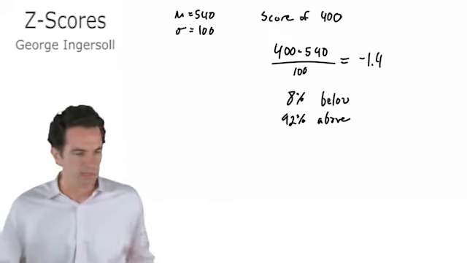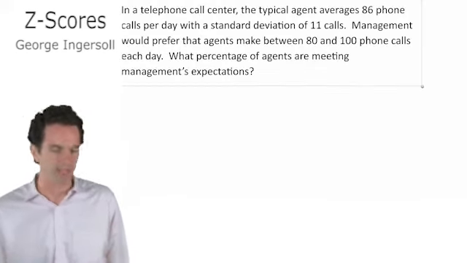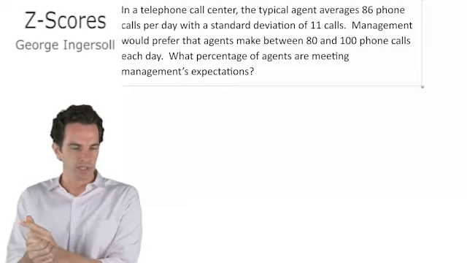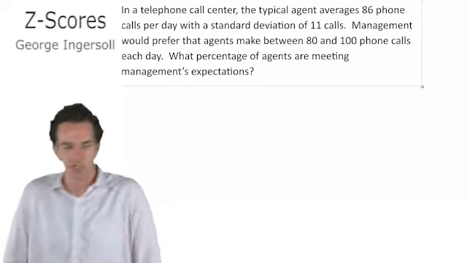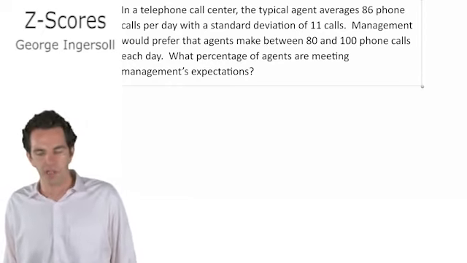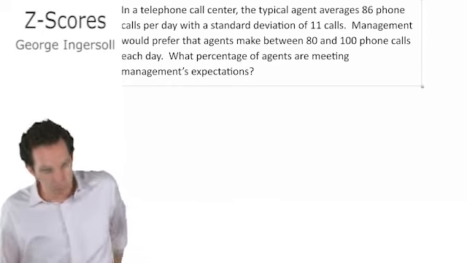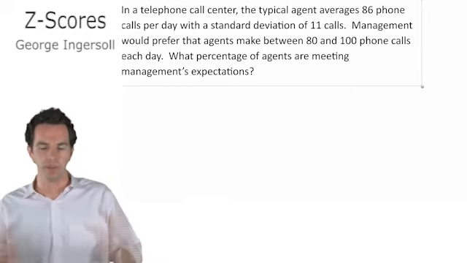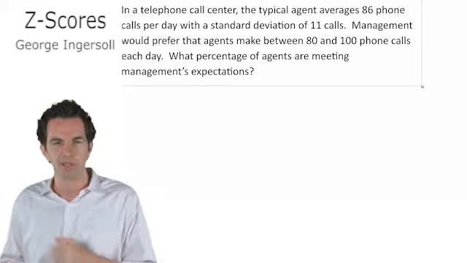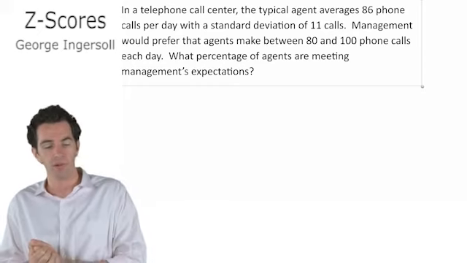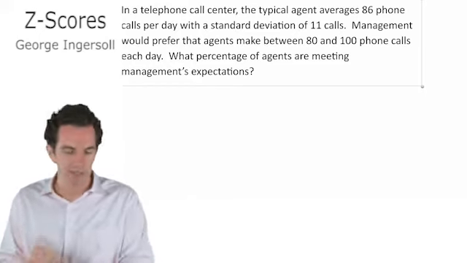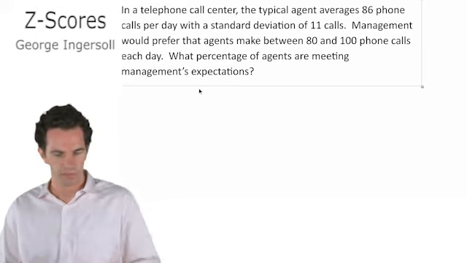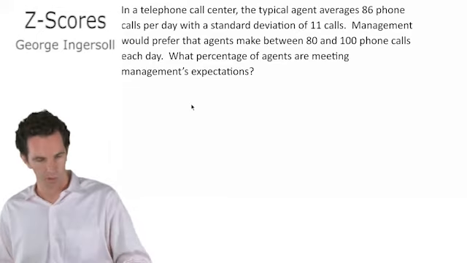All right, we're going to do a couple more examples, but this is the one we're all going to do together. I'm going to read it to you. In a telephone call center, the typical agent averages 86 phone calls per day with a standard deviation of 11 calls. Management would prefer that agents make between 80 and 100 phone calls each day. That's kind of their sweet spot. They don't want to make too many phone calls because then that probably means they're just burning through them, but they don't want to make too few either. What percentage of agents are meeting management's expectations? In other words, what percentage of the agents are hitting between 80 and 100 phone calls each day?